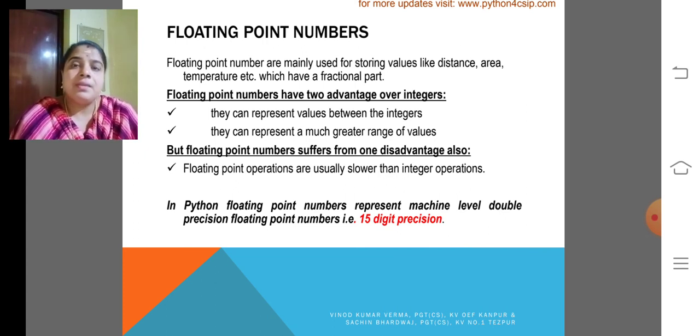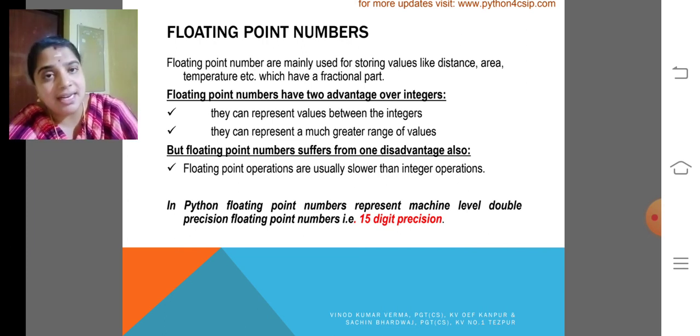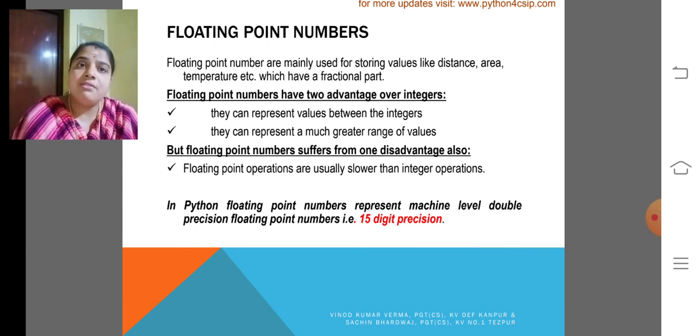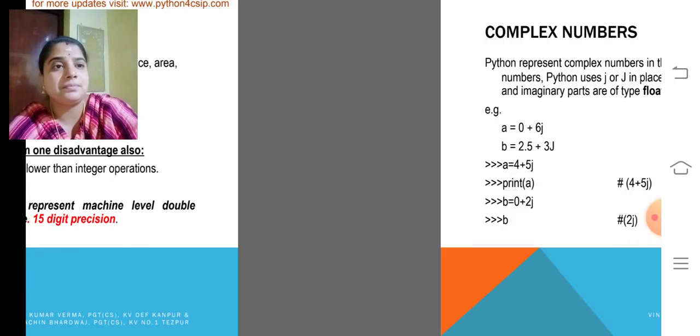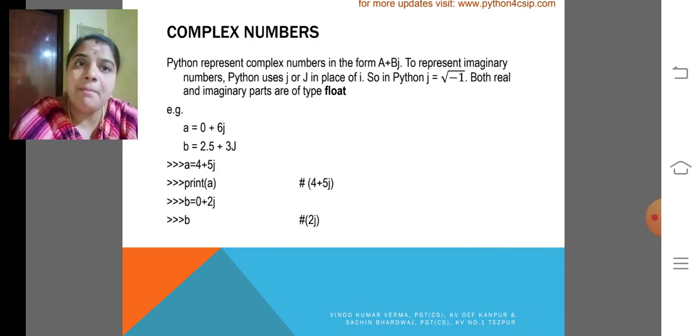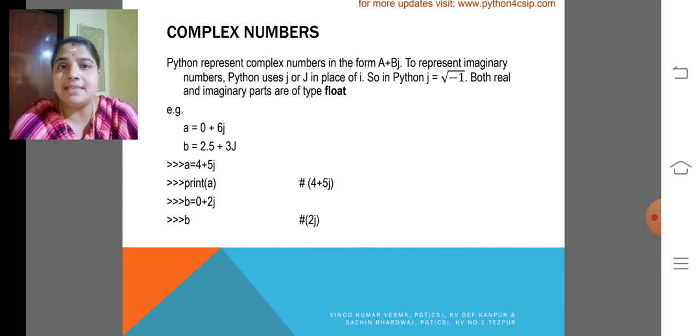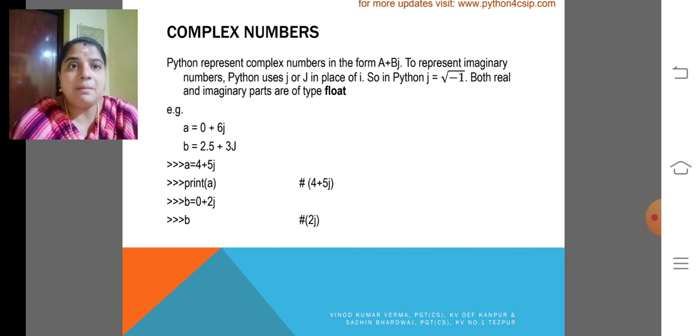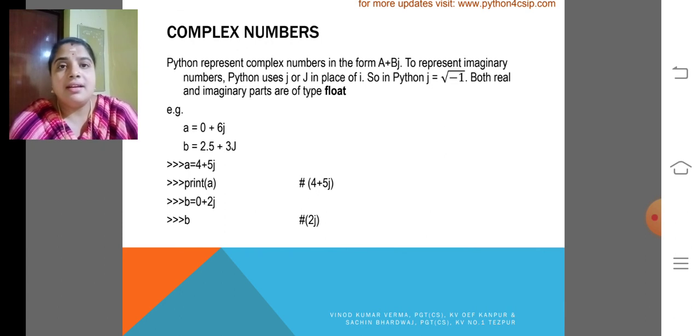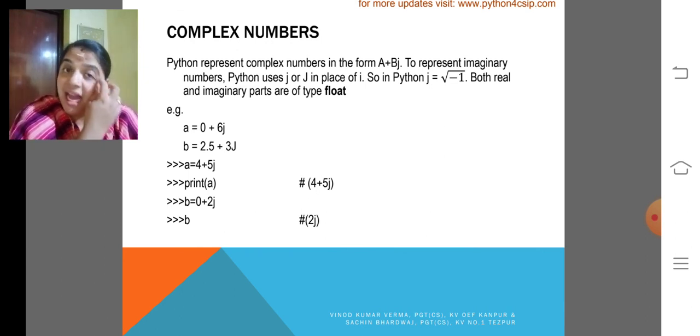Dear children, I think you are all clear about what integer type numbers and floating point numbers are. The next one is complex numbers. That also we had studied earlier, but in the literal form. So here Python represents complex numbers in the form a plus bj or a plus bi, where bi is the imaginary part and a is the real part. Python uses j, capital J or small letter j, in the place of i.